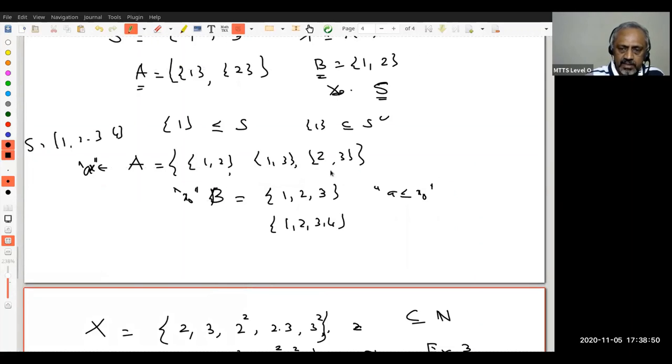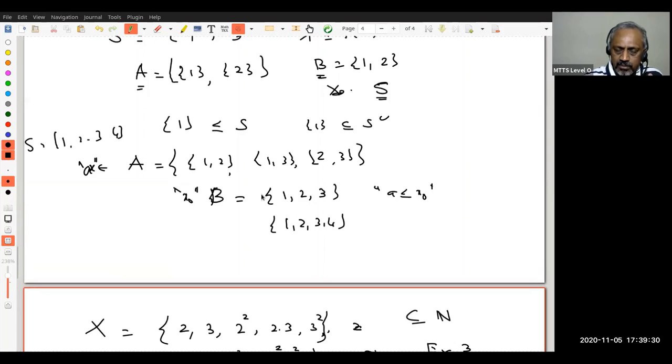Here the upper bound is already an element of the set, whereas in the earlier example the upper bound is not an element of the set A. Do you understand these two differences? Take any B which is an upper bound. That means {1, 2} must be a subset of B, so B must contain 1 and 2. {1, 3} must be a subset of B, so 1 and 3 must be in B. {2, 3} must be a subset of B, so 2 and 3 must be there. Therefore, any upper bound for these sets must contain 1, 2 and 3. So this is, in some sense, the smallest upper bound.